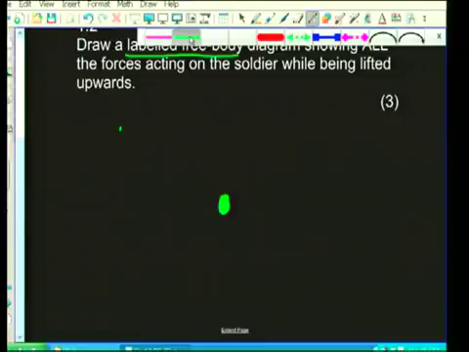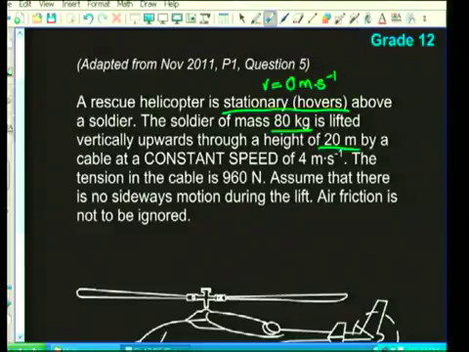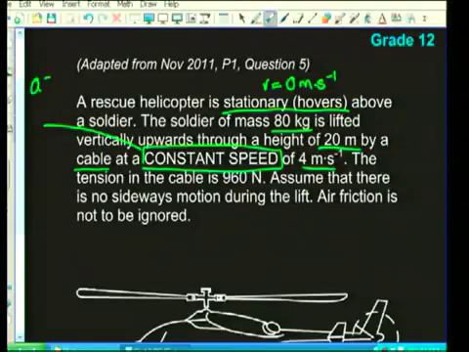Let's do upwards through a height of 20 meters by a cable at constant speed. So the helicopter is stationary, but the soldier is not. The soldier is going at 4 meters per second, but it's at constant speed. That tells me straight away constant speed means that acceleration is 0, which then tells me that F net is 0. That might be important.